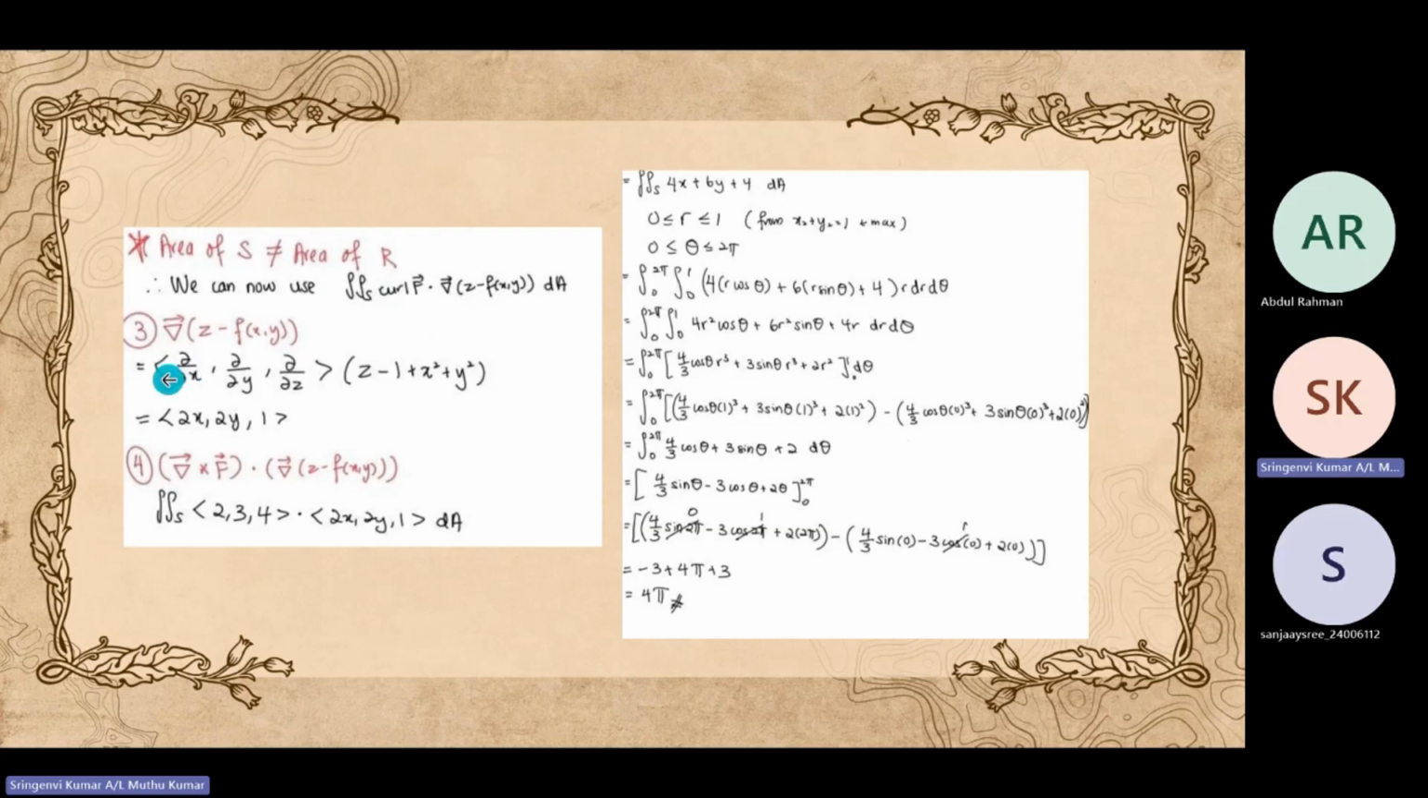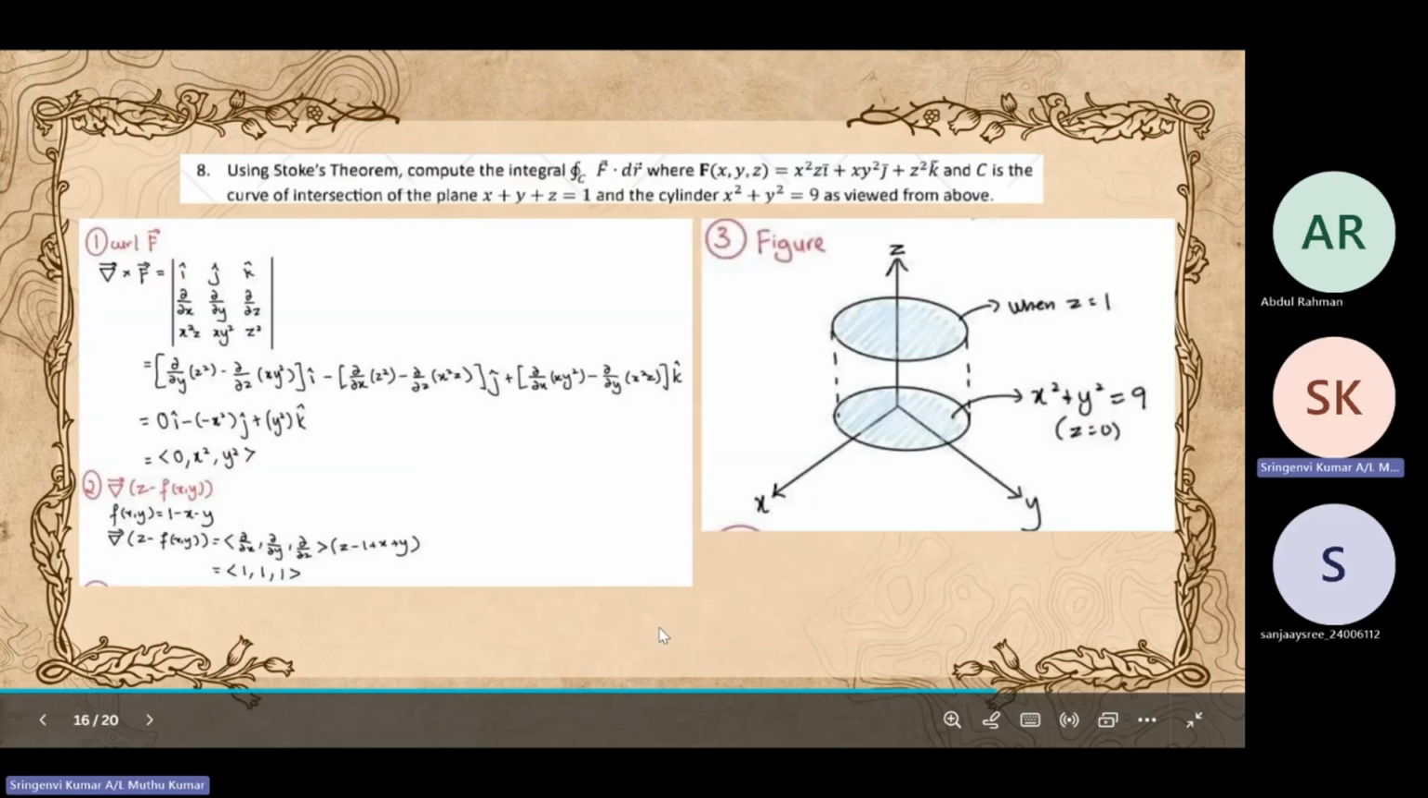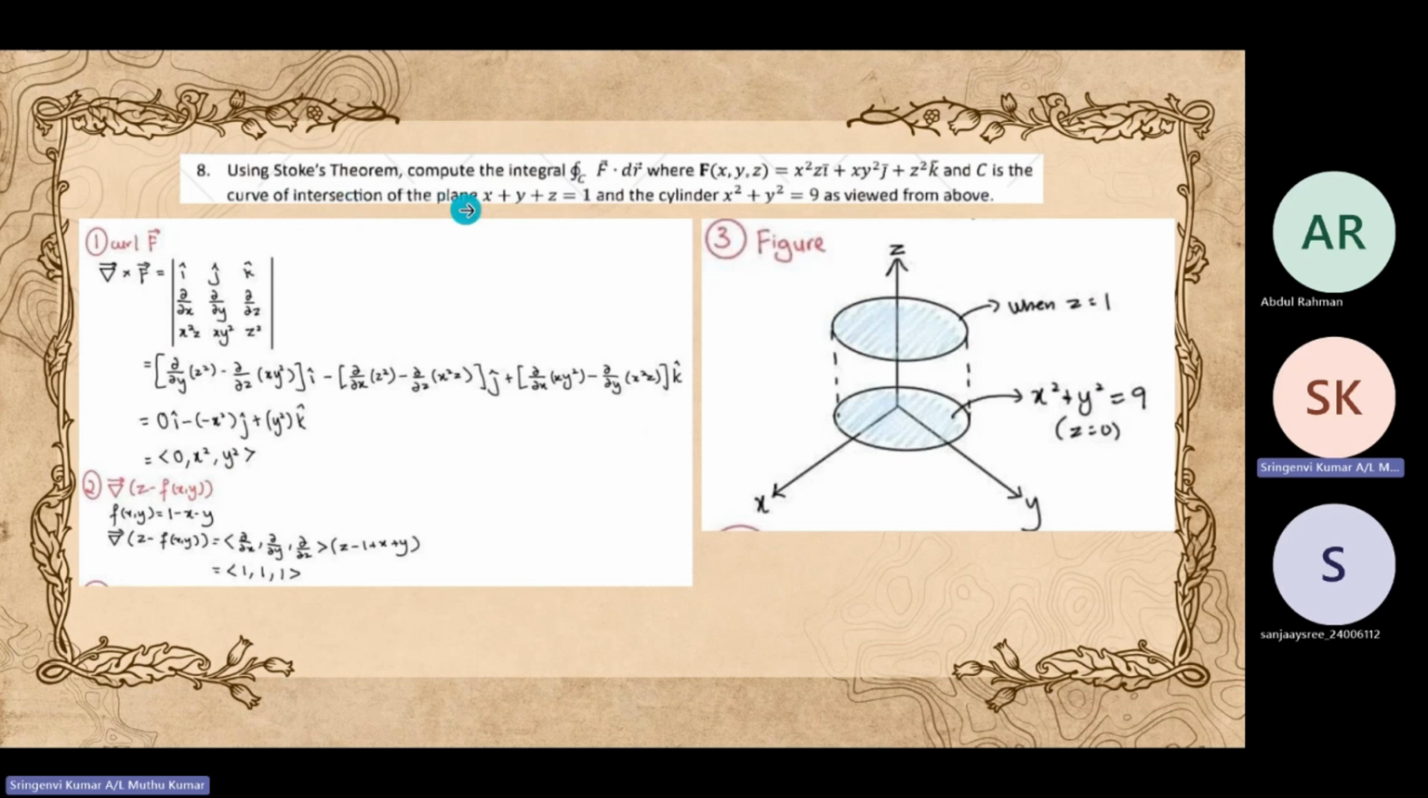All right. So setting up the integral, we multiply the gradient of z minus f of xy. And therefore, we get the answer for this, which we substitute into the integral, and we can continue on to find the answer is 4 pi. Okay, moving on, we will be using the Stokes theorem to compute the integral of f dot dr.